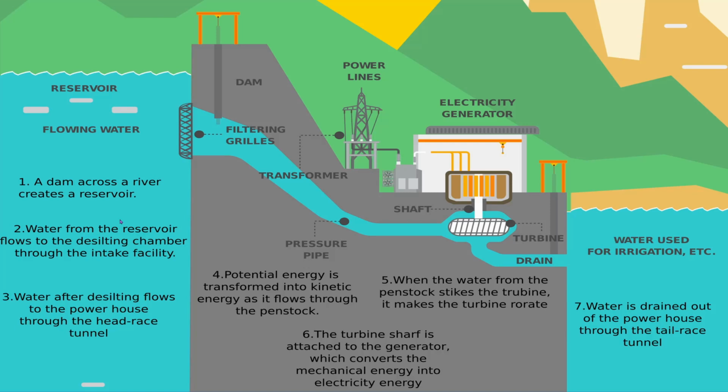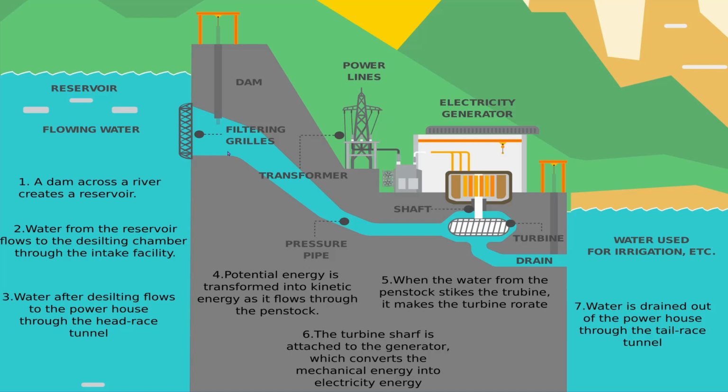Okay, so the water from the intake facility is taken to the desilting chamber. The desilting chamber is a huge chamber, in fact, where the silt, the minute sediments that are in the river, are removed. Our rivers are in mountainous terrain and carry lots of sediments, and when the sediment hits the turbine, it deteriorates the turbine. That's why we have to get rid of such sediments.